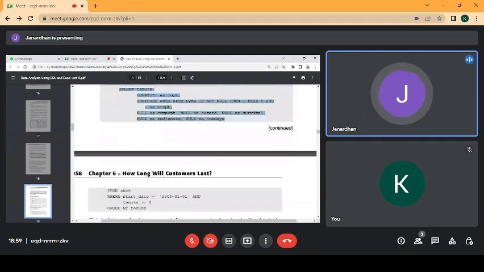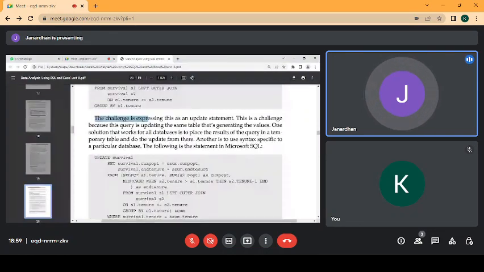The challenge is expressing this as an update statement. This is a challenge because this query is updating the same table that is generating the values. One solution that works for all databases is to place the results of the query in a temporary table and do the update from there. Another is to use syntax specific to particular databases.